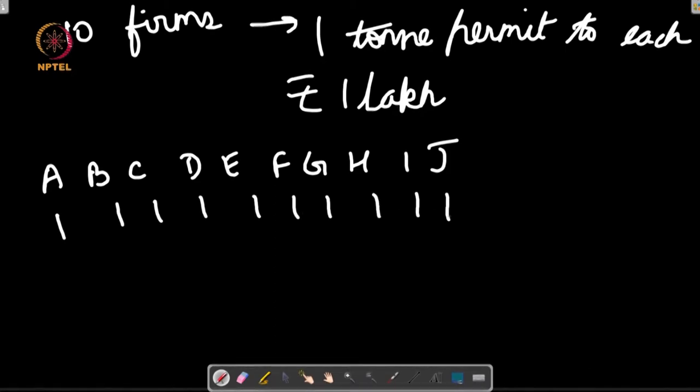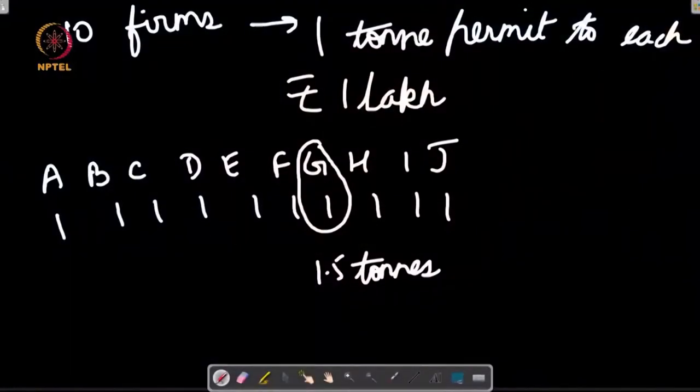But now this firm G thinks that a 1 ton permit is not enough for it. Probably it would want to go for 1.5 tons. Because it has a permit to emit only 1 ton of carbon dioxide, if it emits 1.5 tons, it will be penalized. Probably the owner might go to jail. So the option with firm G is that it will ask everybody else in the market whether anybody has an excess of the permit as compared to their requirements.